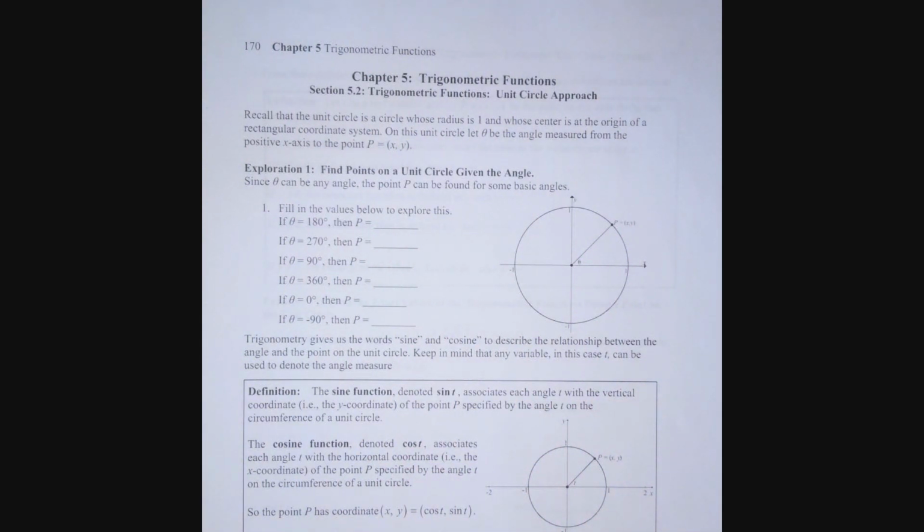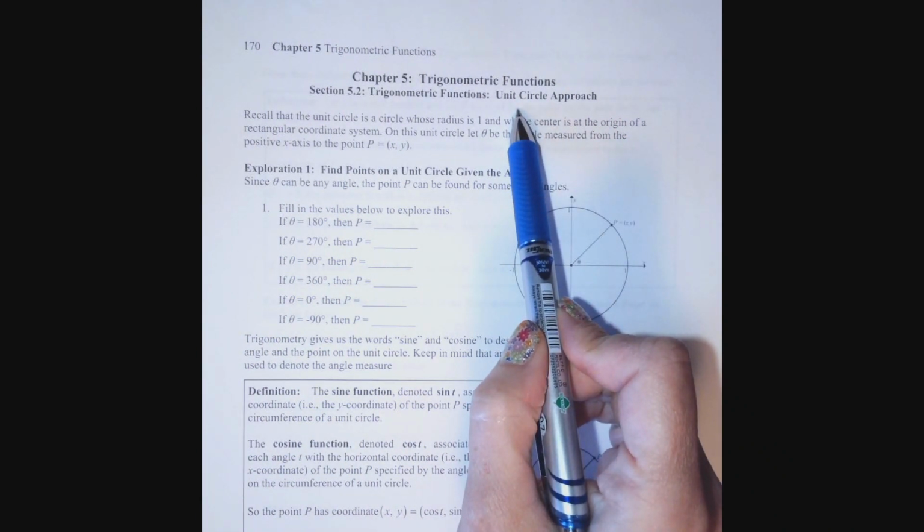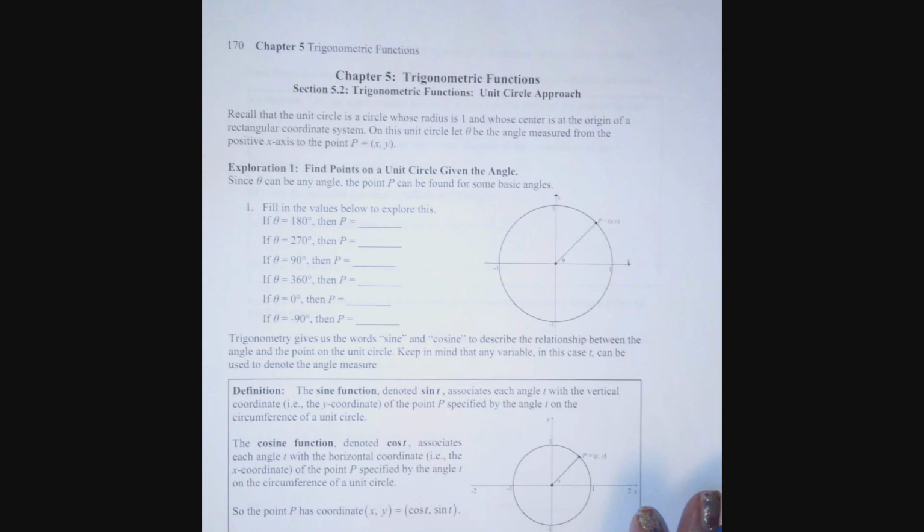Today we're going to talk through section 2 of chapter 5. We're going to introduce the 6 basic trig functions that we're going to be working with, and we're taking a unit circle approach starting in this book. We've already introduced the unit circle and our quadrantal angles.